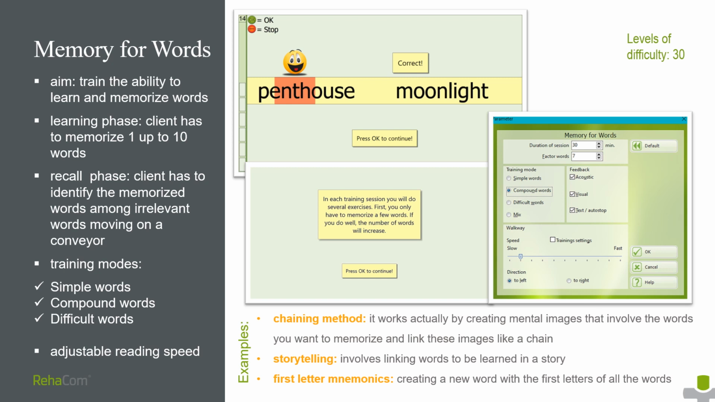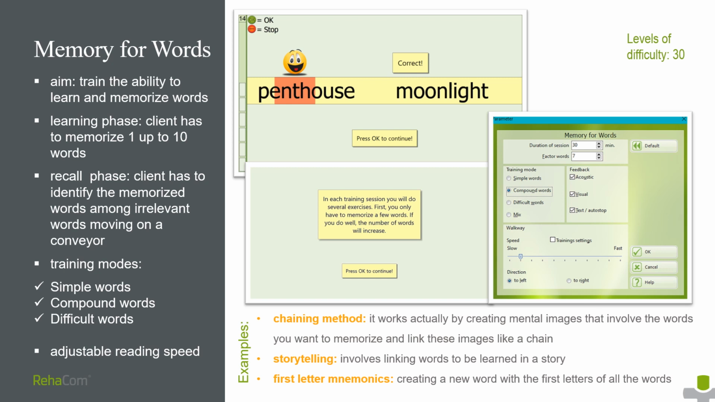As an internal strategy, you may apply the chaining method. This is a very efficient memory technique for remembering a list of items. It works by creating mental images that involve the words that you want to memorize and linking these images like a chain. Here's how it works. First, form a visual image for each item on the list. Second, associate the image for the first item with the image for the second, and then link the second with the third, and so on.